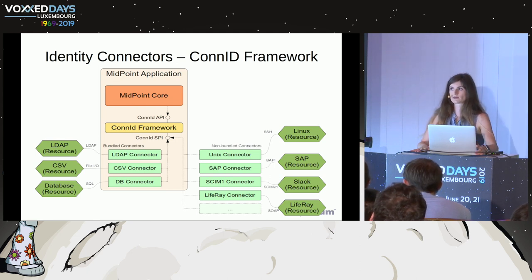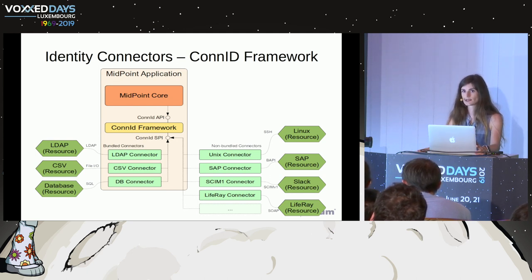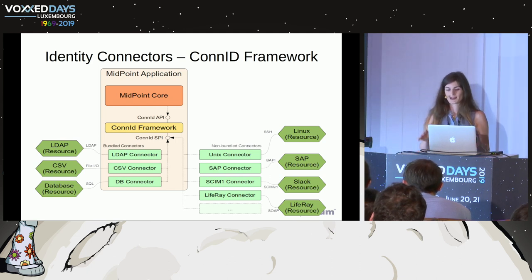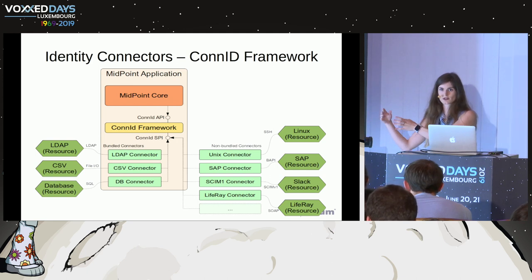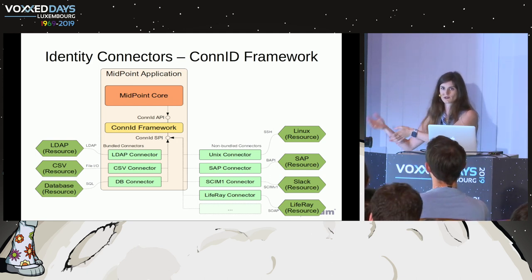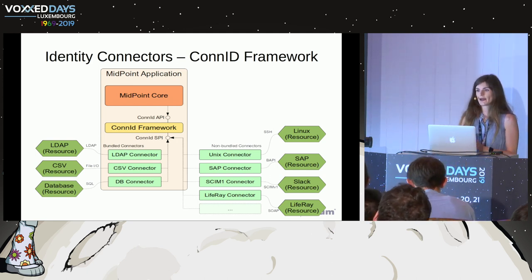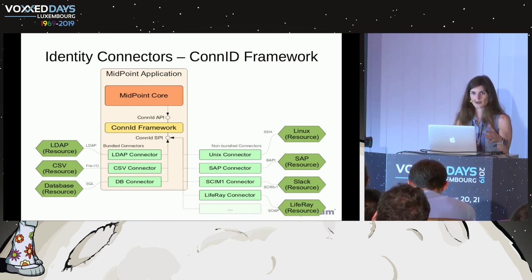Because in some identity management solutions, there is logic in every connector. So this is a really, really big benefit, I think, that the connector takes care only to translate the attributes from the ConID representation to the representation of the target application, or the native representation. And midPoint computes everything for the connector.